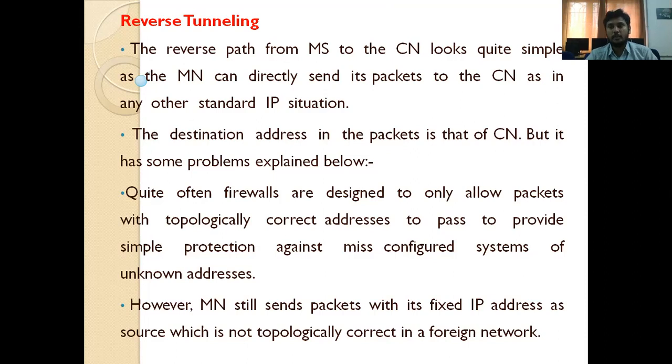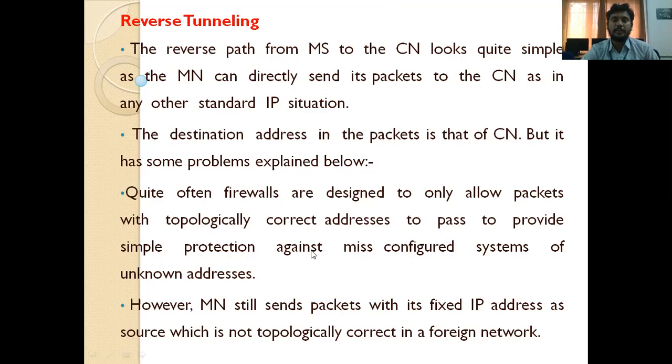That we discussed in the IP packet delivery. How IP packet delivery is done to the mobile node: via the correspondent node to the home agent to the foreign agent to the mobile node, so to the mobile node in 3 steps. But from the mobile node to the correspondent node, it directly reaches. The mobile node can directly send its packet to the correspondent node as in any other standard IP situation. So the destination address in the packet is that of the correspondent node, but it has some problems, explained below. So these are the problems.